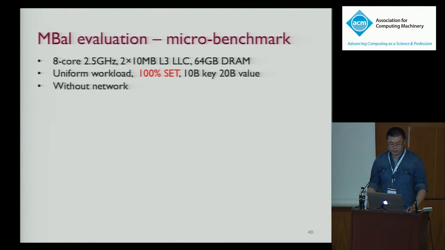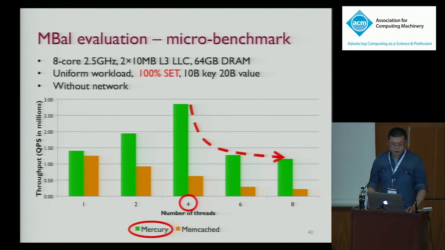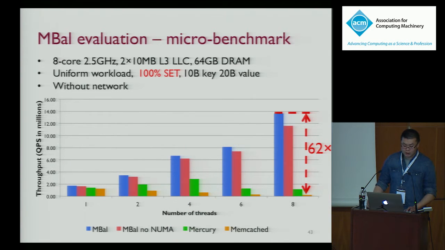Next, we repeat the test with 100% set uniform workload under the same configuration. As we can see, Memcached cannot even scale up on a single server. Mercury cannot scale up either, and it stops scaling at 4 threads. In contrast, MBal, the blue bars, shows very good vertical scalability for write operations. Observe the orange and green bars for Mercury and Memcached respectively, whose performance is much lower. In fact, MBal can achieve 62 times more QPS as compared to the baseline case Memcached.